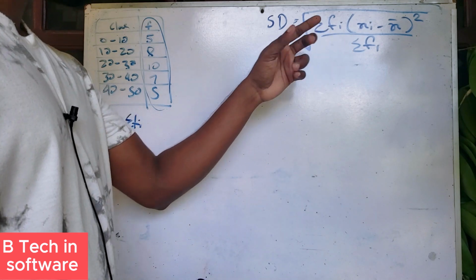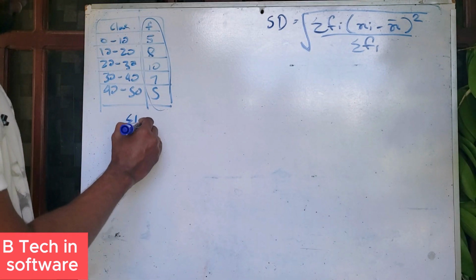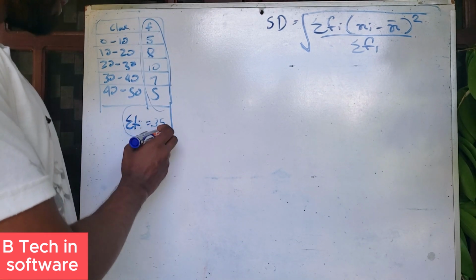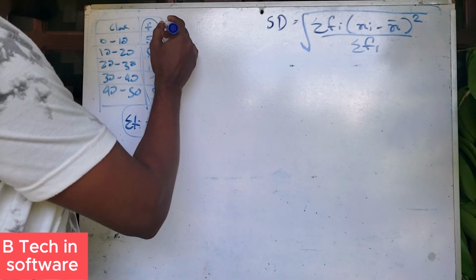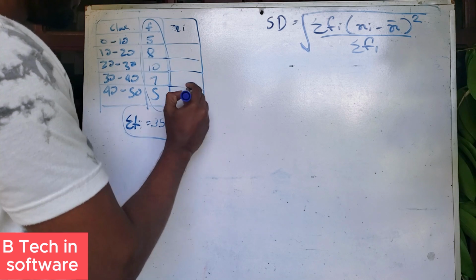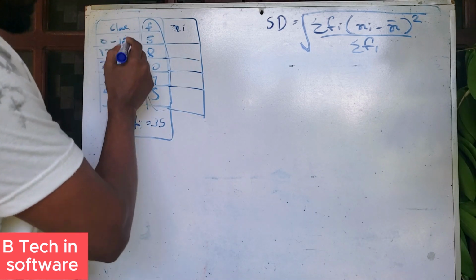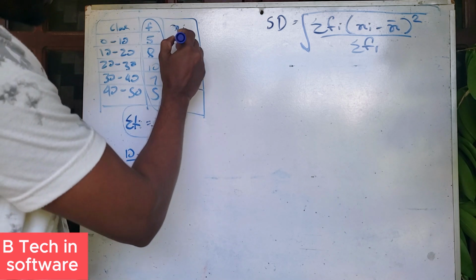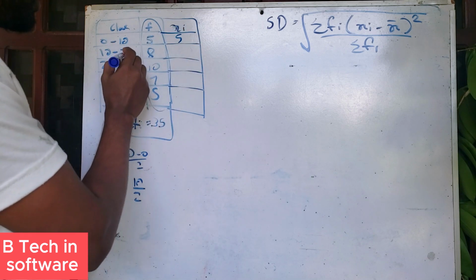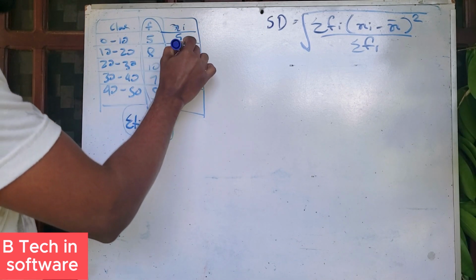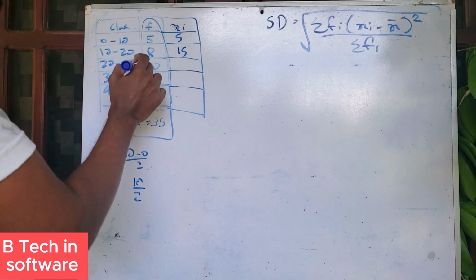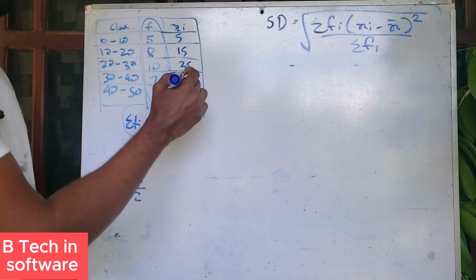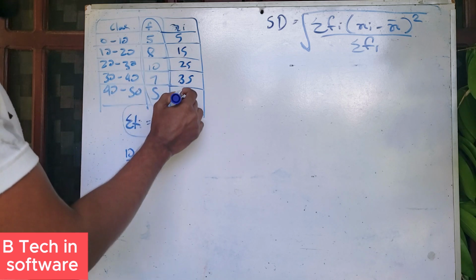Now you can see we need to find sigma fi. To find sigma fi, we need to add all those frequencies. The sigma fi is 35, and then we need to find xi. To find xi, we take these class intervals and divide by 2. 10 divided by 2 is 5. Here 5 plus 10 is 30 divided by 2, it is 15. Here 30 plus 20 is 50, 25, and then 30 plus 40 is 70, 35, and then 90, 45.